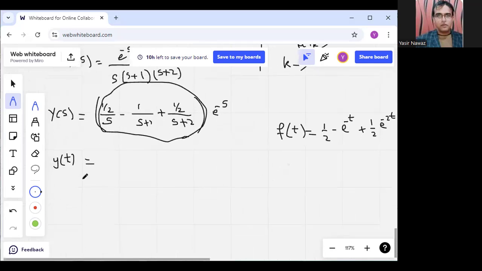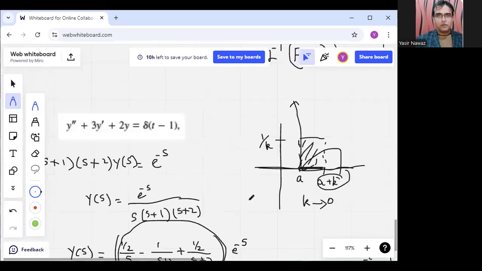So here it becomes u(t-1) f(t-1). So that is the answer for this situation.